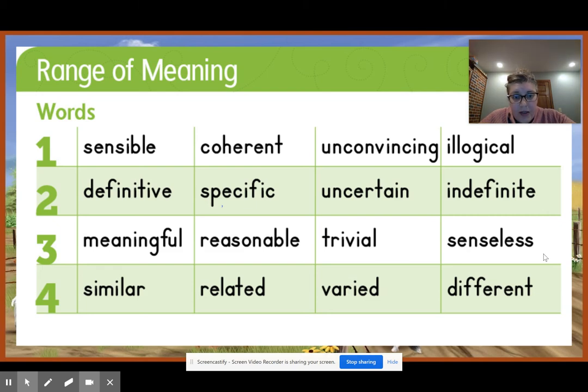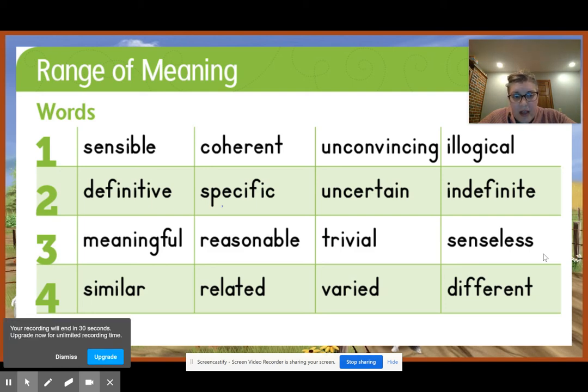So I'm just going to read through these words with you, and I want you to think about what you talked about on Friday with how these words relate to one another. So let's go with line 1 first. Sensible, coherent, unconvincing, illogical. Line 2, definitive, specific, uncertain, indefinite. Line 3, meaningful, reasonable, trivial, and senseless. And finally, line 4, similar, related, varied, and different. Very good. So that reviews our foundational skills for today.